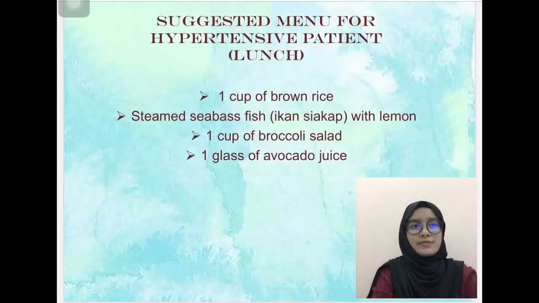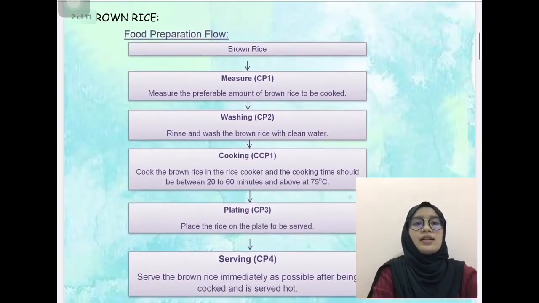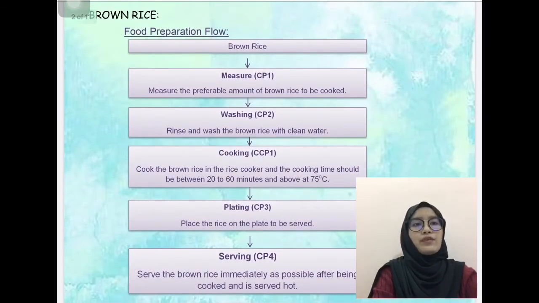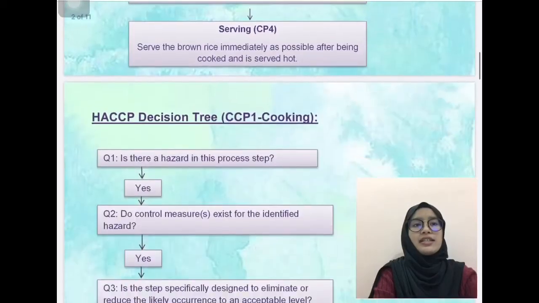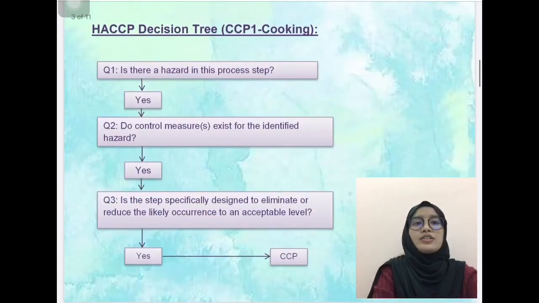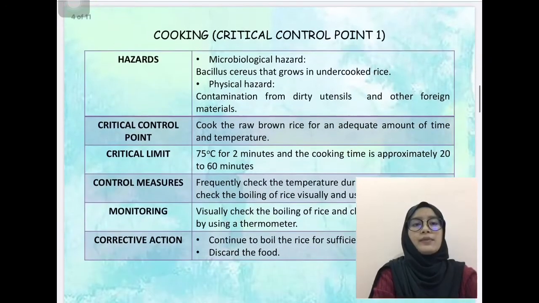Moving on to the next part, these are the suggested menu for hypertensive patient as for lunch. And so this is the food preparation flow for brown rice, in which cooking is the only critical control point and the other steps are considered as control points. So this is the HACCP decision tree to determine if cooking is a critical control point or not.